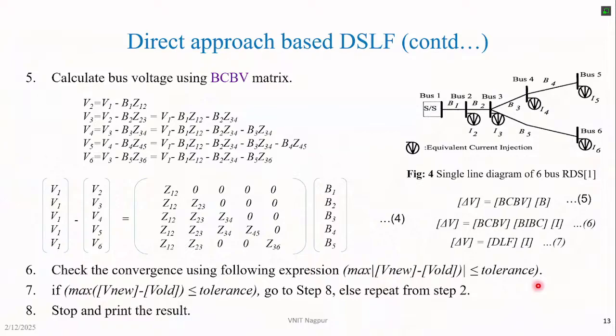Okay. Now what is the advantage of this? As we have seen here, the Jacobian formulation part is not required, and we basically carried it out based on two matrices: one is the BCBV and the other is the BIBC matrix. It's quite easy to formulate in programming, and its convergence is also quite fast. So therefore, most of the time in distribution systems we use these methods.